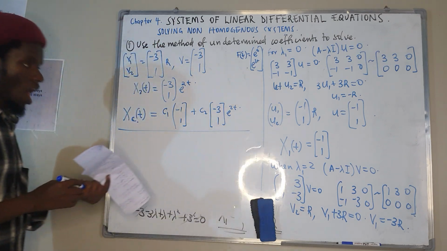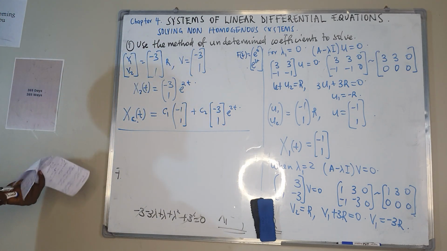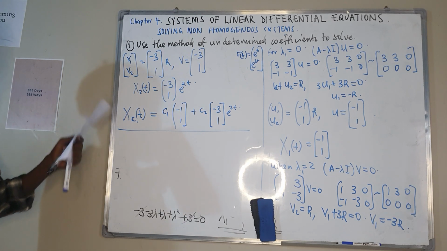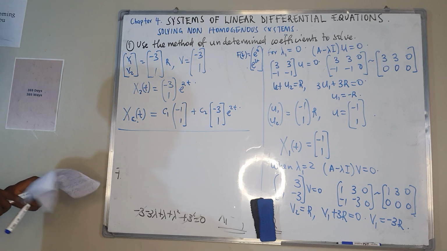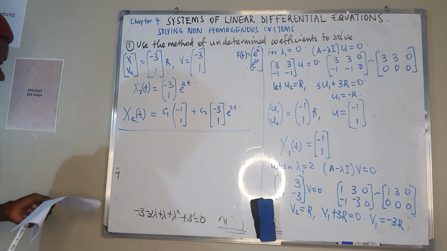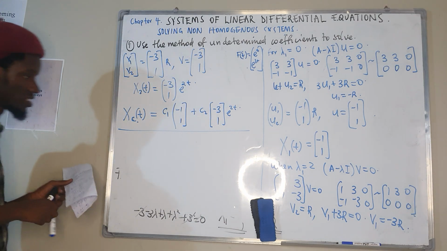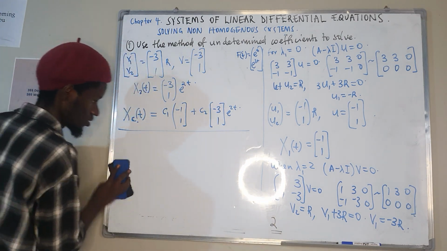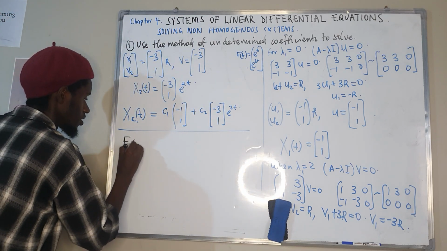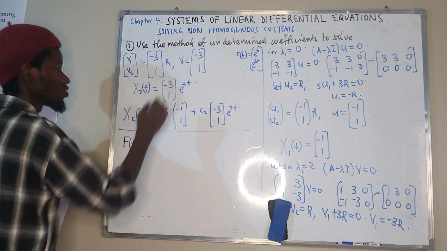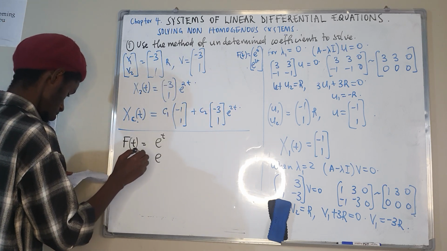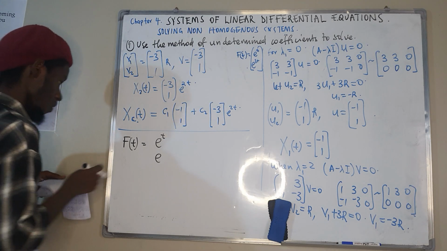Now we need to find x_p. We just got only x_c. Now my task here is finding x_p. How do you find x_p? Remember my f(t) equals e^t and then e^(3t), yes, e^t and e^(3t).